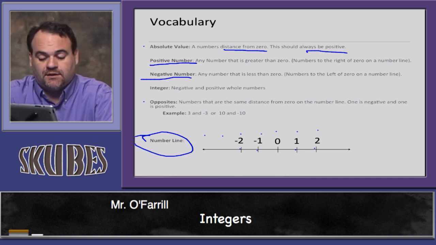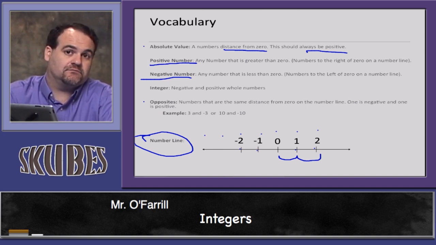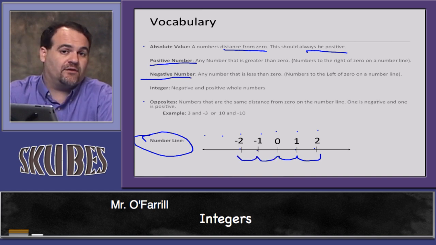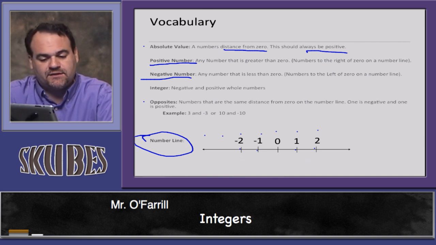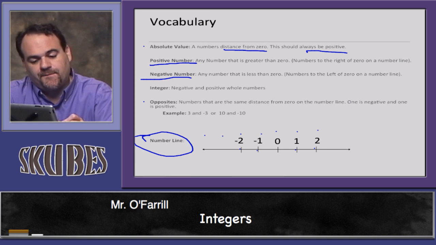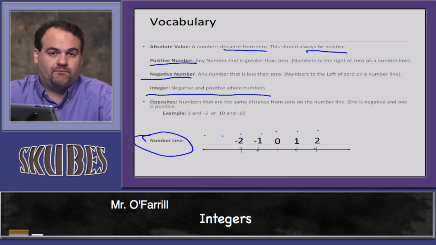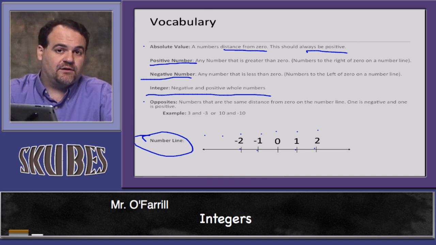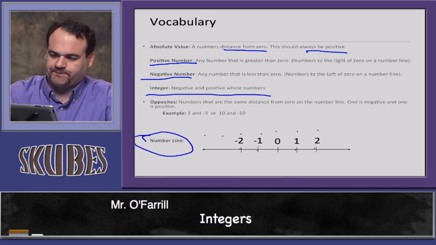So the number 2 is 2 little hops away from 0, so it has an absolute value of 2. But the number -2 is also 2 hops away from 0, just happens to be in the other direction. So the absolute value of -2 is also 2. But we're going to get more into that a little bit later as this video goes on. But an integer is the set of all the positive counting numbers, 1, 2, 3, 4, and so on, the negative numbers, and of course the number 0, which is neither positive nor negative.